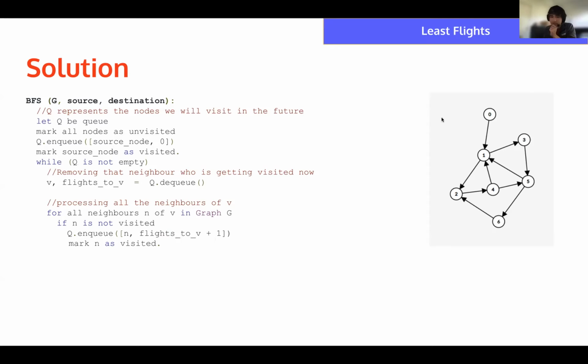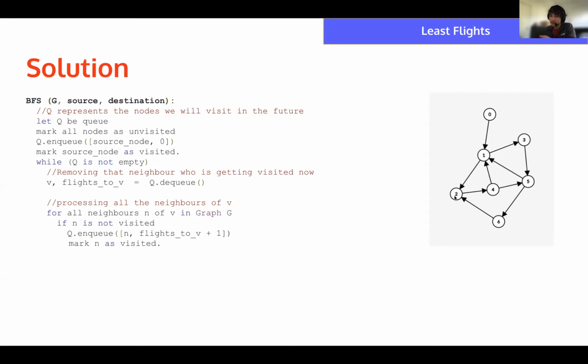So we kind of trace through here. We're going to start by adding node 0, and it took 0 flights to get there. Then we're going to add all of its neighbors to the queue. In this case, its only neighbor is 1. So we add 1 to the queue, mark 1 as visited, and say that it took 1 flight to get to 1. Then we add all of 1's neighbors to the queue, which in this case is 2 and 3. It took 1 plus 1, 2 flights to get to 2, and it took 2 flights to get to 3.